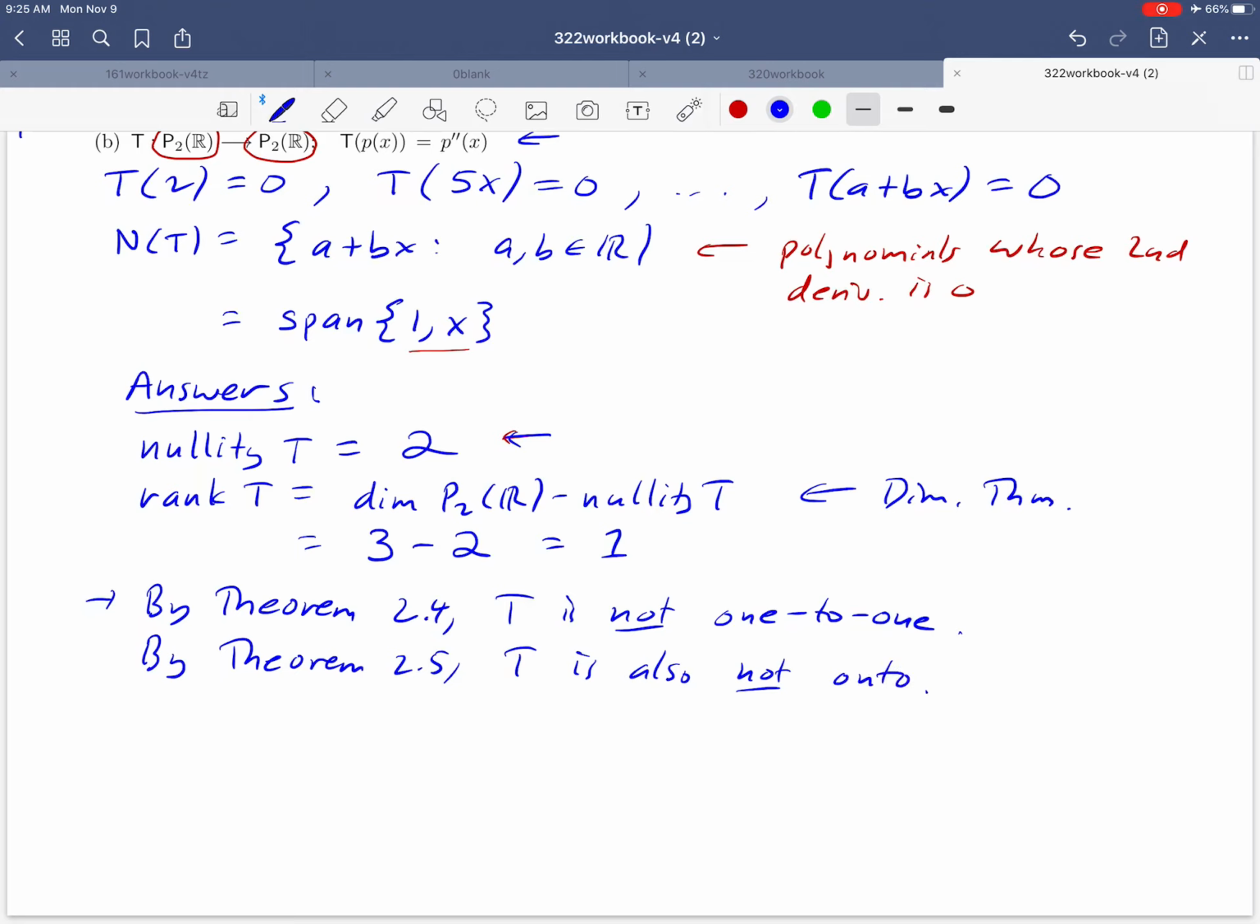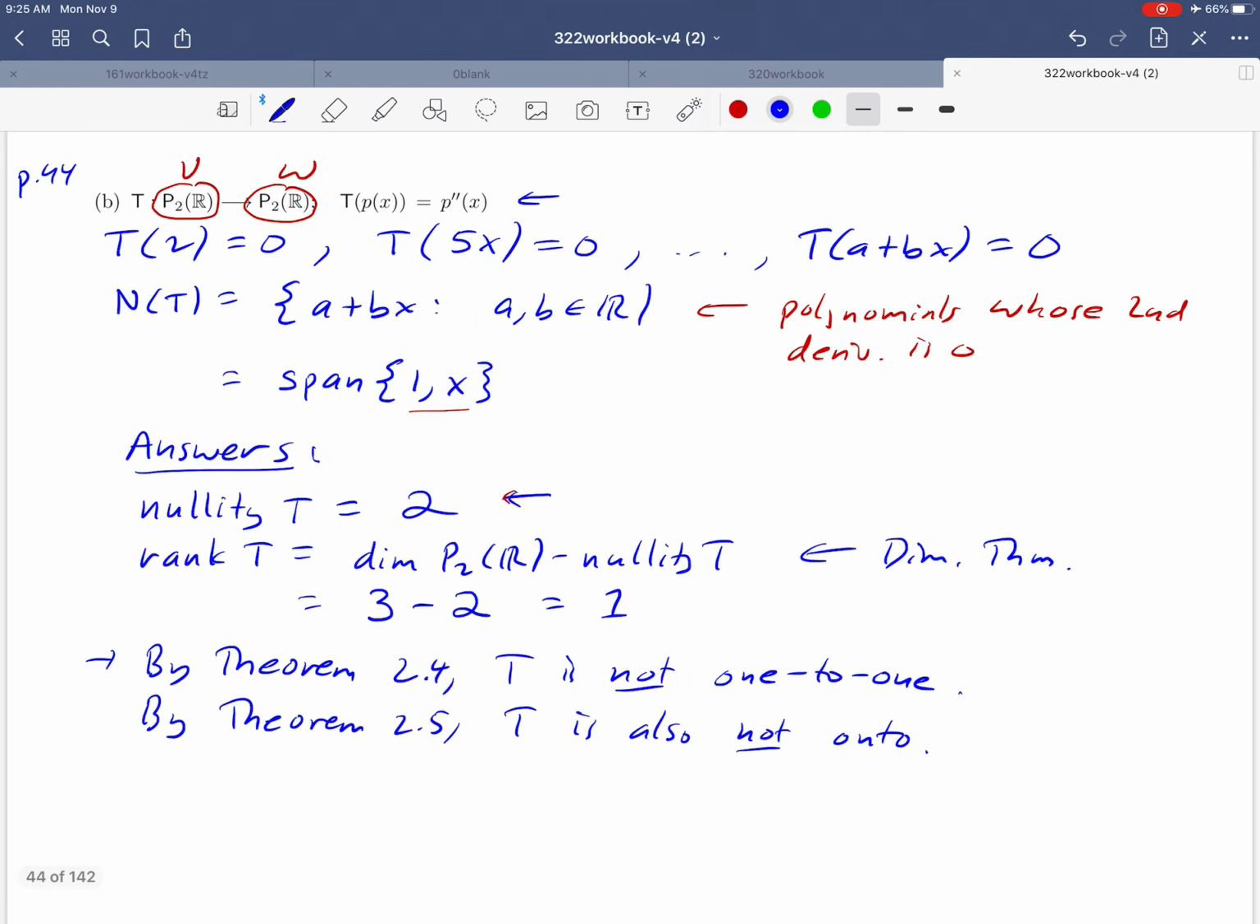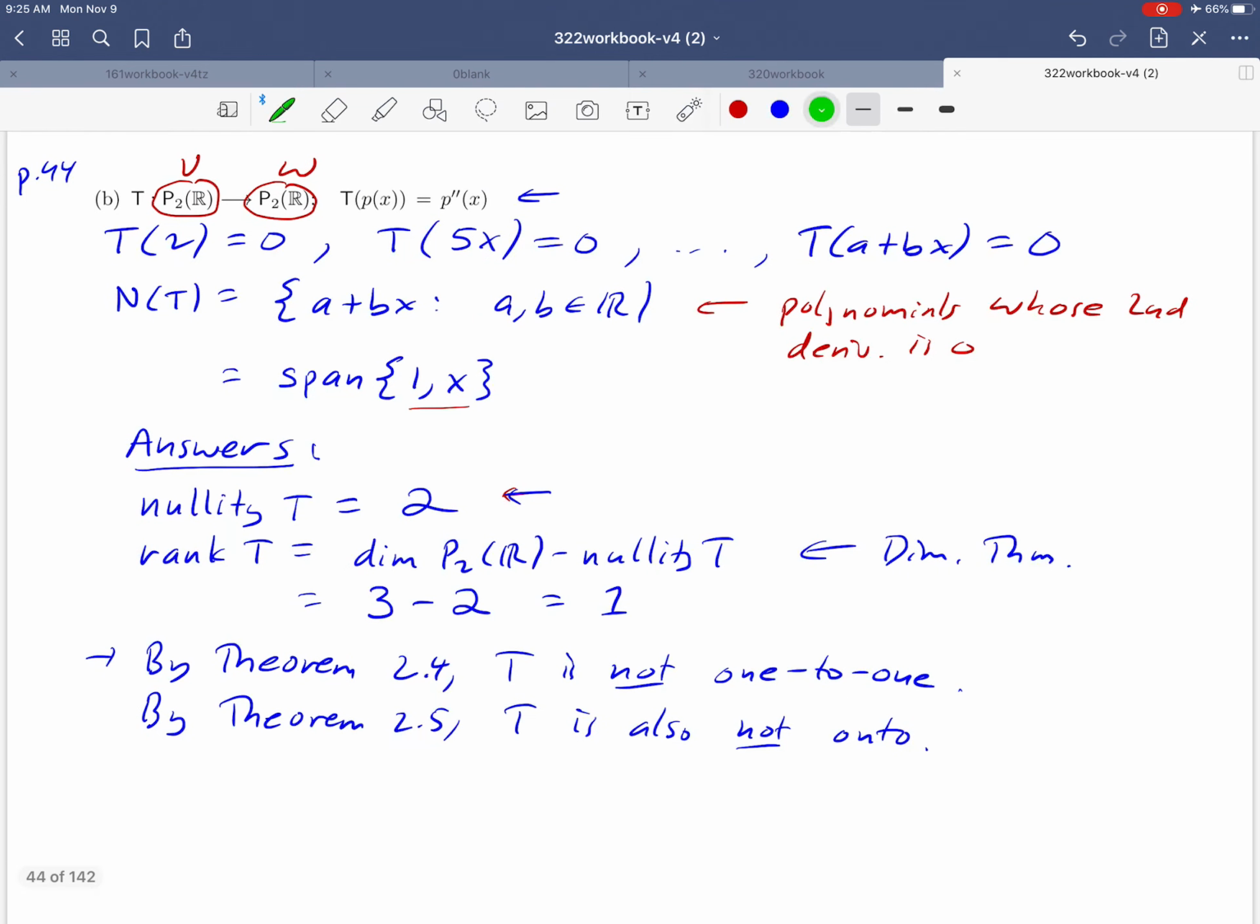Now we're done with the problem, but I want to leave you with one word of caution. Remember, this last statement that we made using theorem 2.5 only works if V and W have the same dimension. You need to be careful about that. If V and W had different dimensions, then we couldn't have used that logic that we did using theorem 2.5.